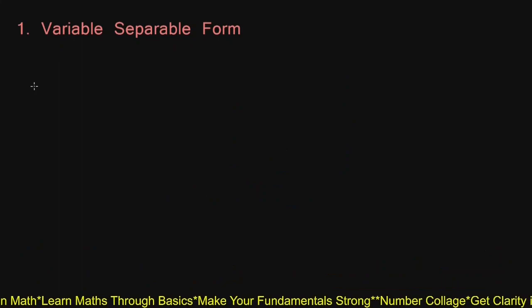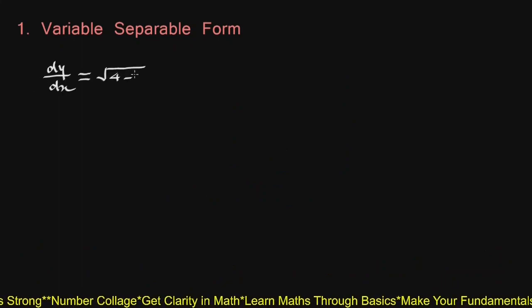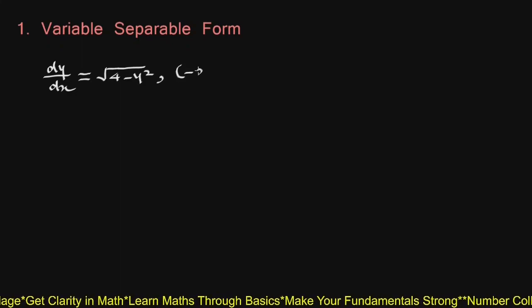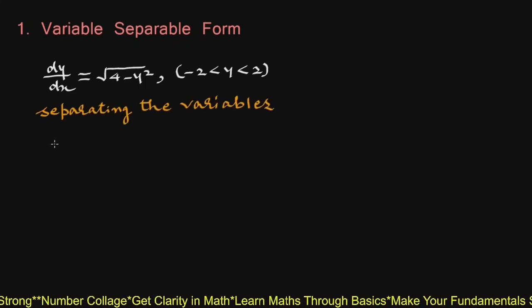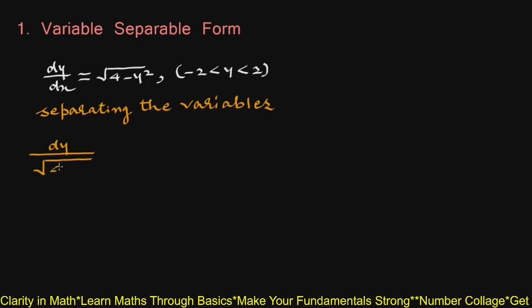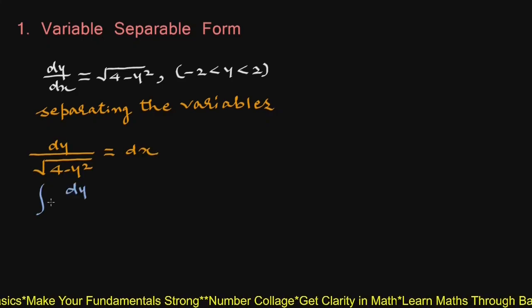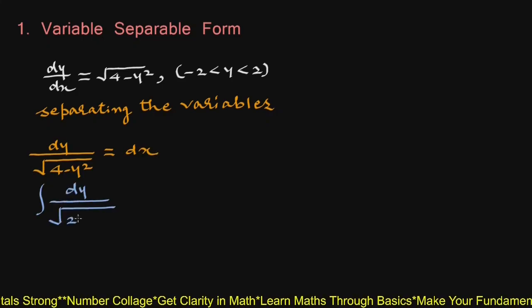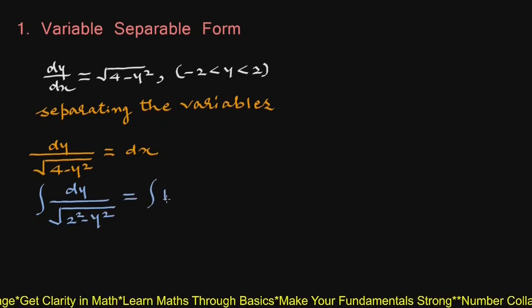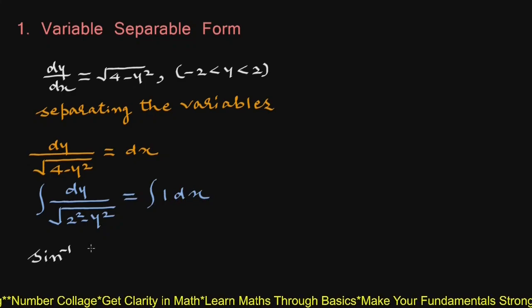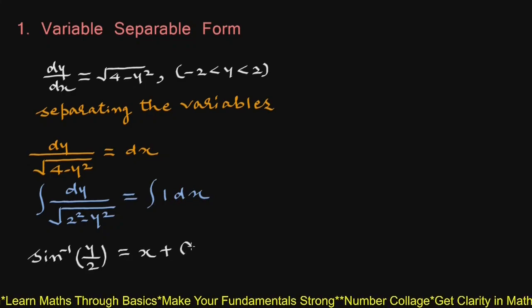Find the general solution of dy by dx equals square root of 4 minus y square, where y lies between minus 2 and 2. Separating the variables, dy upon square root of 4 minus y square equals dx. Integrating, integral dy upon square root of 2 square minus y square equals integral 1 dx. This will be sin inverse y upon 2 equals x plus constant of integration c.